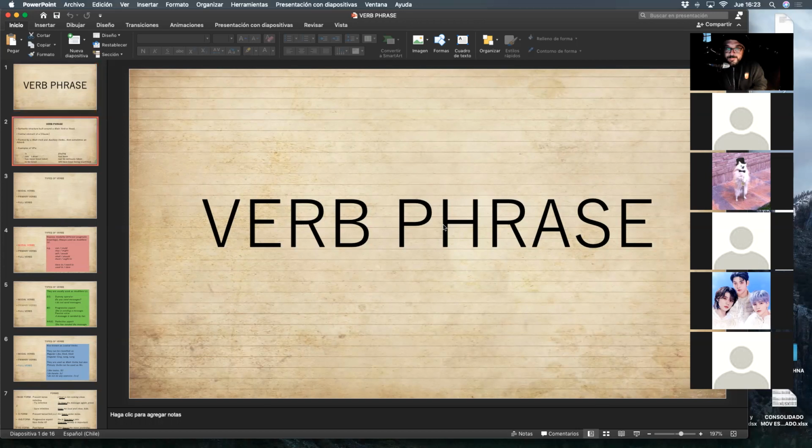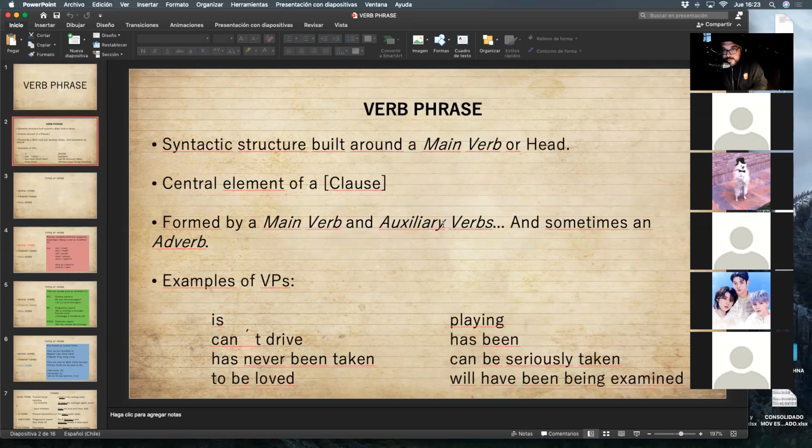Verb phrases. Well, a verb phrase is a syntactic structure built around a main verb or head. I would say a verb phrase is a syntactic structure built around a main verb or lexical verb, any of those. The idea of head comes from the idea of phrase, right? So I would say that a verb phrase is much more related to the verb head, that is to say, the lexical verb. The verb phrase is the central element of a clause, right? A clause is a group of phrases, and a clause is built around a verb phrase.